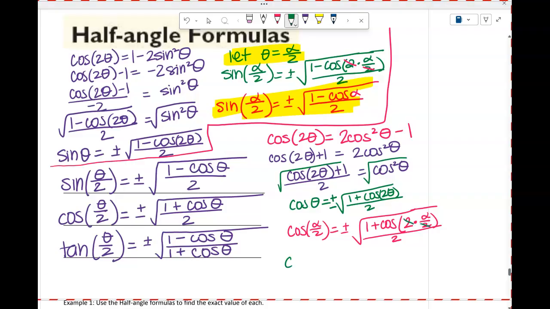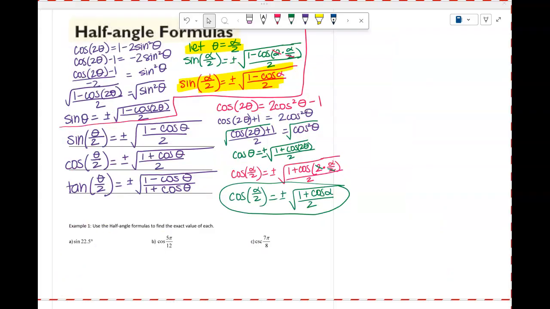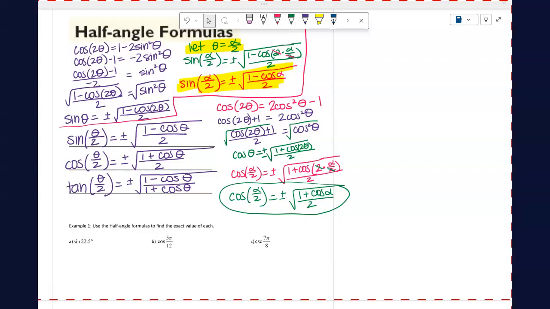So final answer, cosine alpha divided by 2 equals plus or minus. Keep in mind this big old thing has to be under the radical. Okay. And again, as we said before, you don't have to use alpha. If you don't like alpha, you can use something else. Okay. So if you guys didn't hear me before with the tangent of half angle, we do not need to prove that because tangent of a half is just simply take sine of a half divided by cosine of a half, and the 2's are just going to be simplified out.